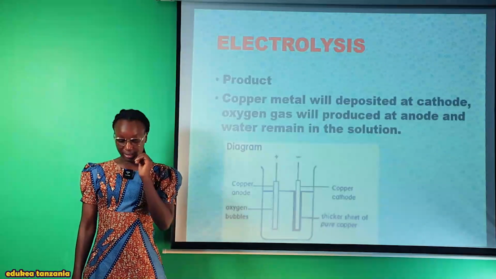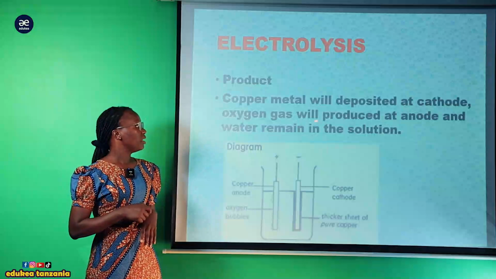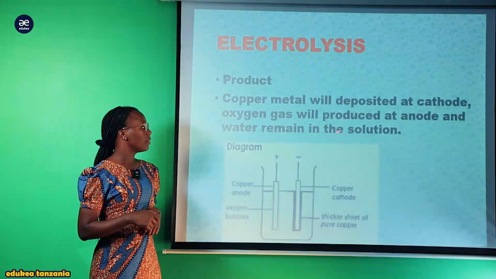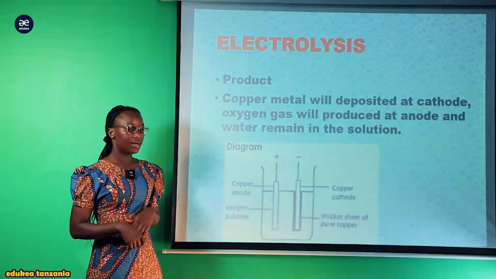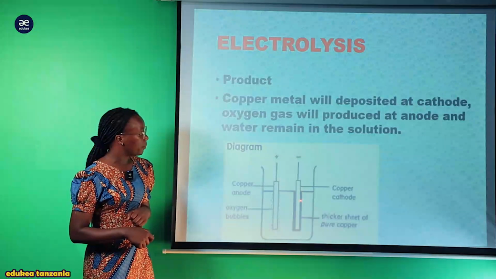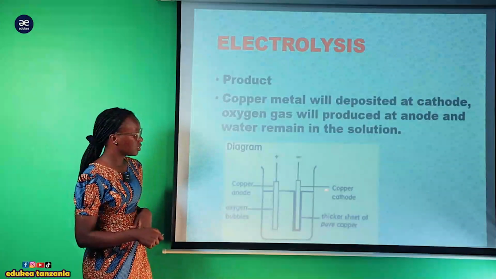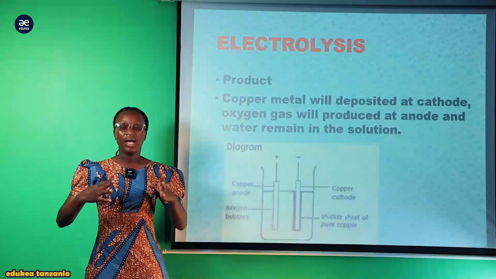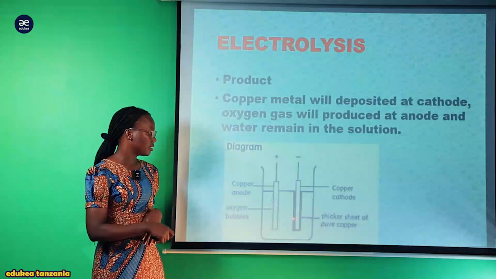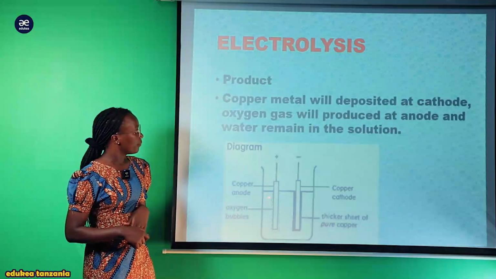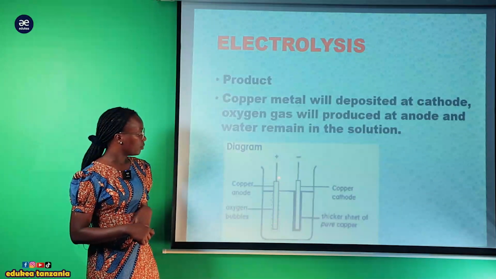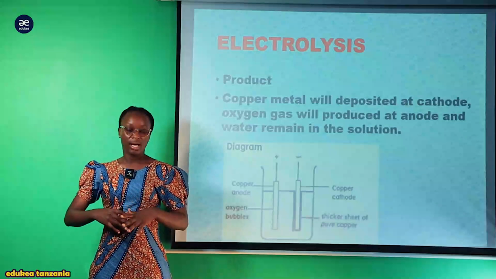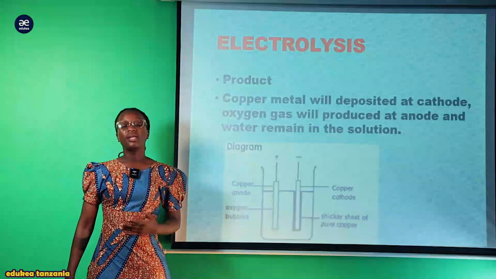Now let us see the products. Copper metal will deposit at the cathode, oxygen gas will be produced at the anode, and the water remains in the solution. Kwamba as you can see in this diagram, copper metal anakuwa deposited at the cathode. This is the cathode electrode. Here behind unaona kuna coating imefanyika, so this copper imekuwa deposited in this electrode. Lakini the oxygen gas will be produced at the anode and water remains in the solution. Kwamba this is oxygen gas, bubbles zinatokea, lakini water inaremain in the solution.